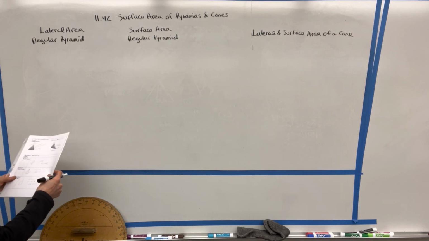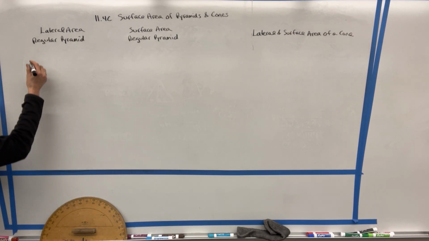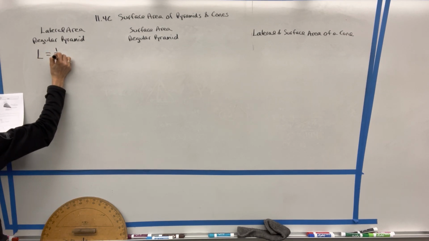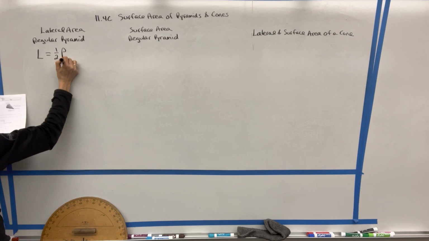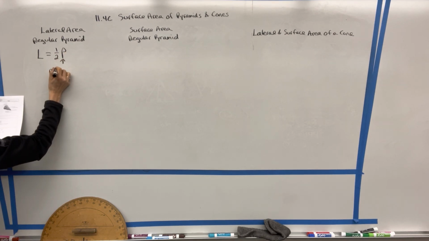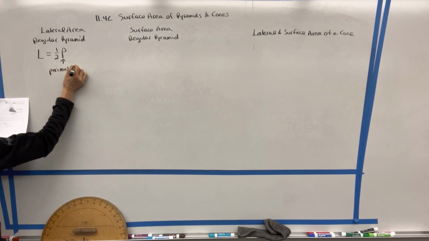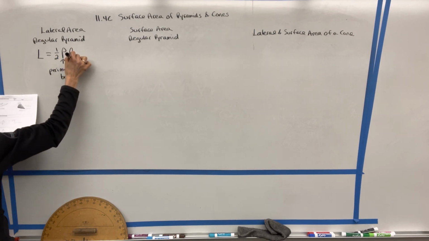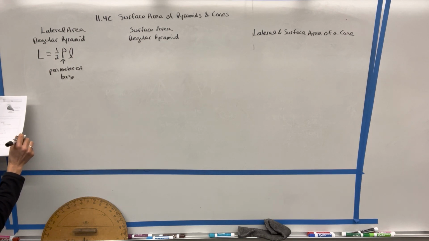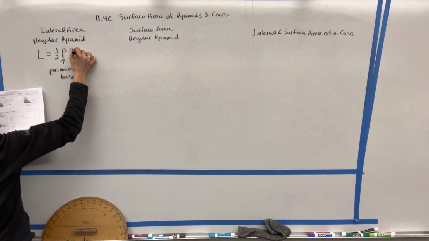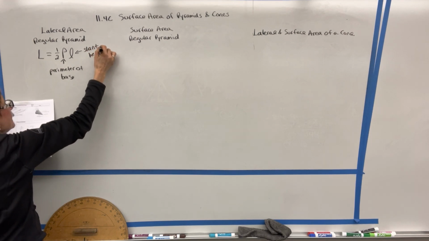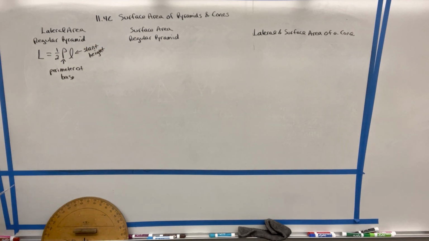We're going to look first at the lateral area for a regular pyramid. The formula is that the lateral area is 1/2 P, which stands for the perimeter of the base, times something called lowercase italicized L, which stands for slant height. And we're going to do an example using these numbers so that you know what to look for.